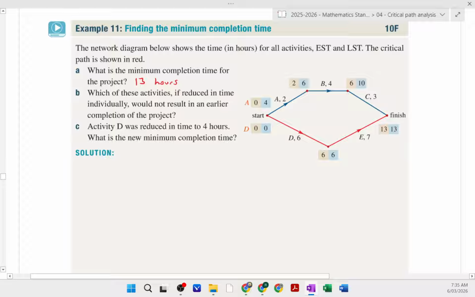Now, here's where we get some interesting questions. Which of these activities, if reduced in time individually, would not result in an earlier completion of the project? So there's 3 activities there that even if we reduced the amount of time they took, it's not going to help us finish any earlier.